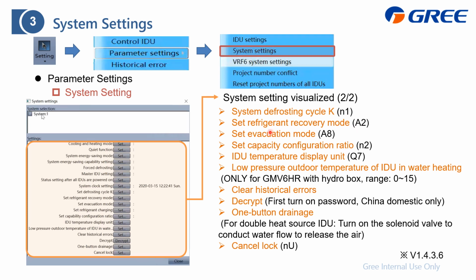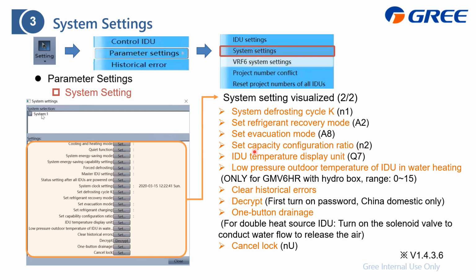A2 is to recover the refrigerant. So you can select to recover the indoor unit refrigerant or your appointed outdoor unit refrigerant. And the evacuation mode, this is A8, which is to turn on all the solenoid valves and the EXV to ensure there is no dead zone when you are going to do the vacuum.